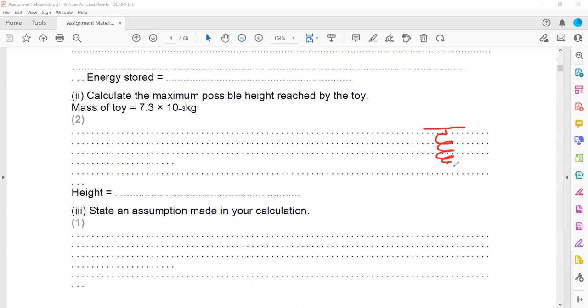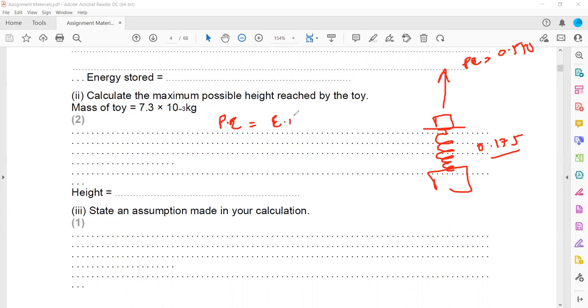We worked out that 0.17 joules of energy is stored in the spring, and there's a toy. When it is released, the toy will move up, so it will have a gravitational potential energy of 0.17 joules. Our assumption is that all of the elastic strain energy is transferred to potential energy. So we want to calculate the height, where potential energy is equal to elastic strain energy.